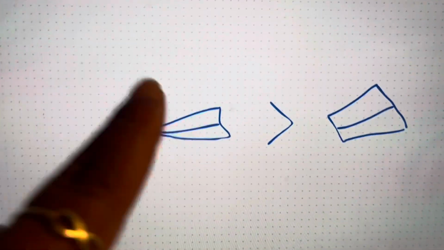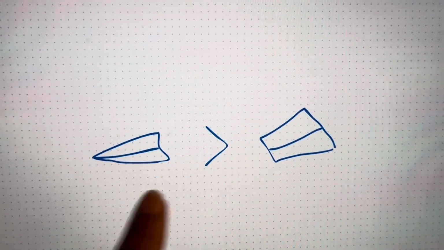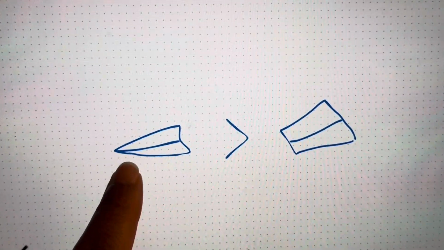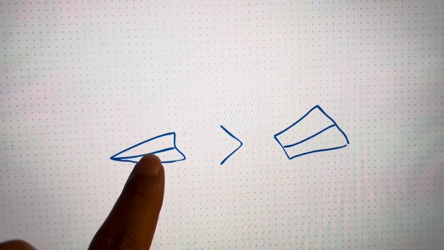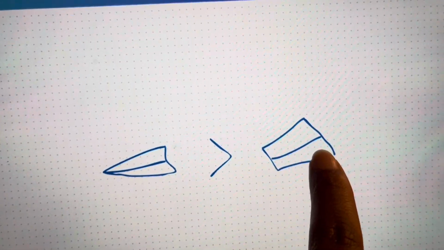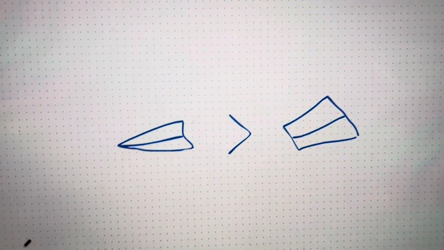And that's why this paper airplane works better than this paper airplane, because here you have a smaller surface area than here, and the center of mass of the plane is about here, whereas with this one it's closer to the back, so that makes this tail dive.